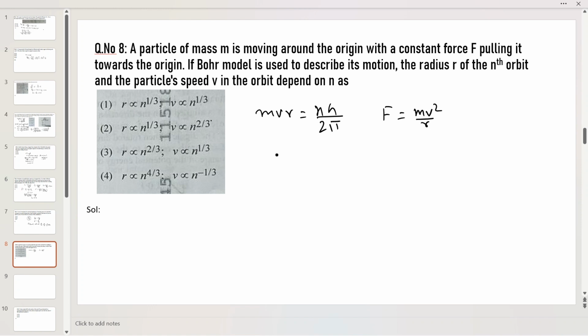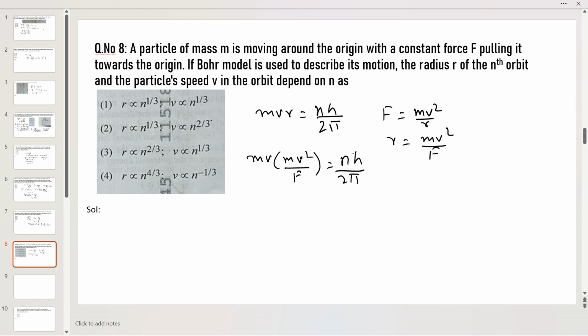From here we are going to take r. r is equal to mv square by F. This is your r. We are going to do one thing: we are going to place the value of r here. When we place the value of r here, this will be mv square by F times v, equal to nh, where h is the Planck's constant, by 2 pi, you all know that.